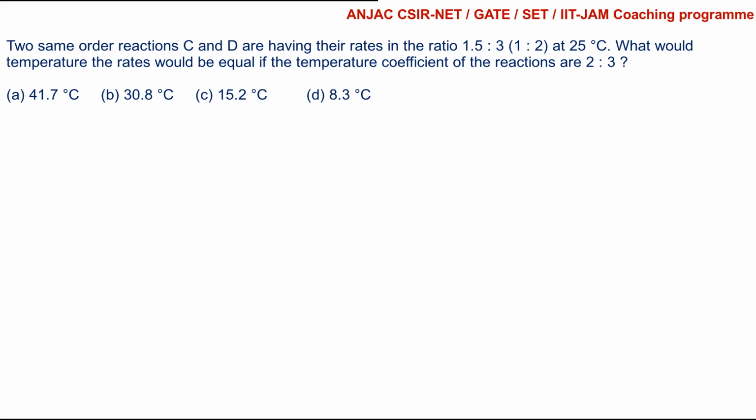Here, what is asked? At what temperature would the rates be equal? Therefore, you have to calculate the delta T. From the delta T, you can calculate the temperature. What is the temperature at which the two rates would be equal? The delta T is asked, and you work out and find the answer is 8.3 degrees centigrade. And with this, we have finished the temperature dependency of the rate constant and rate of the reaction.